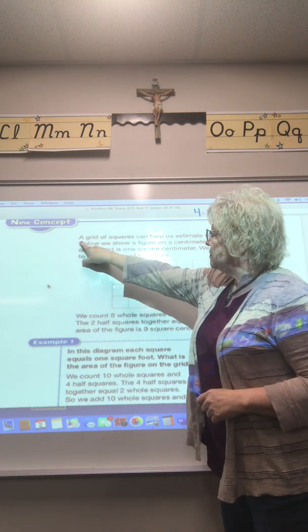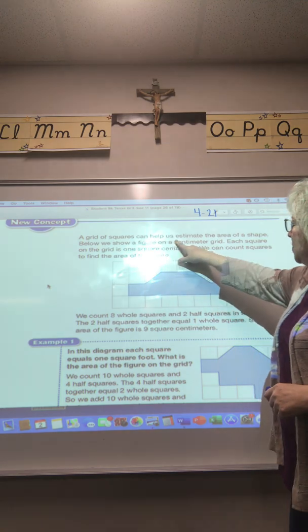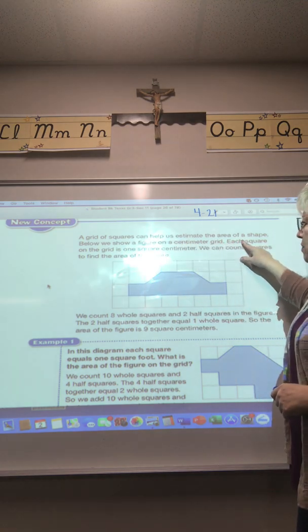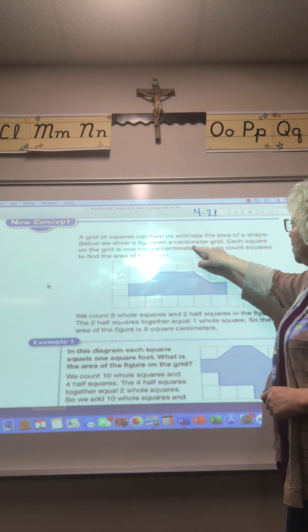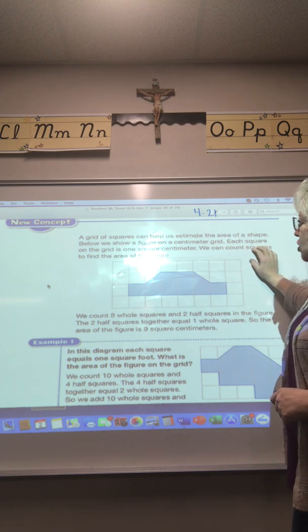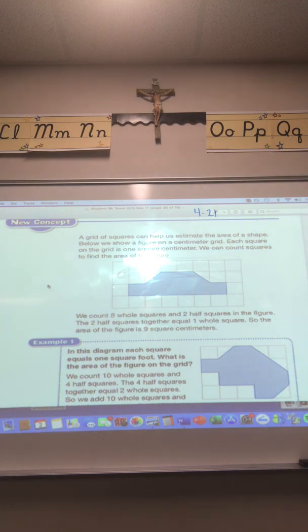All right, reading. A grid of squares can help us estimate the area of a shape. Below we show a figure on a centimeter grid. Each square on the grid is 1 square centimeter. We can count squares to find the area of the figure.